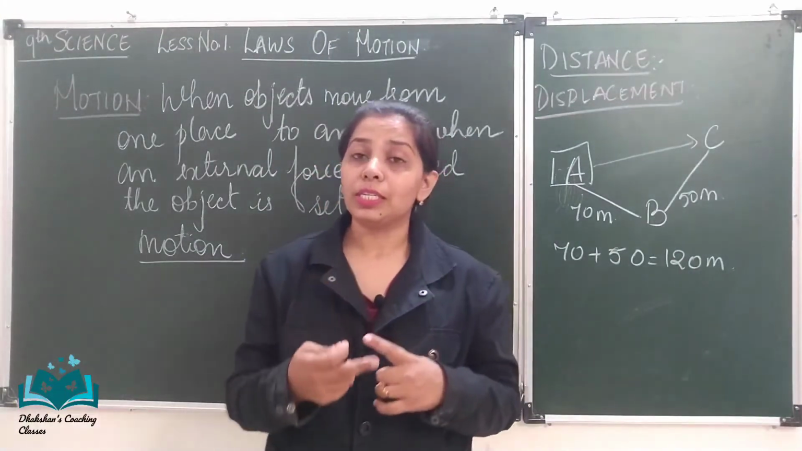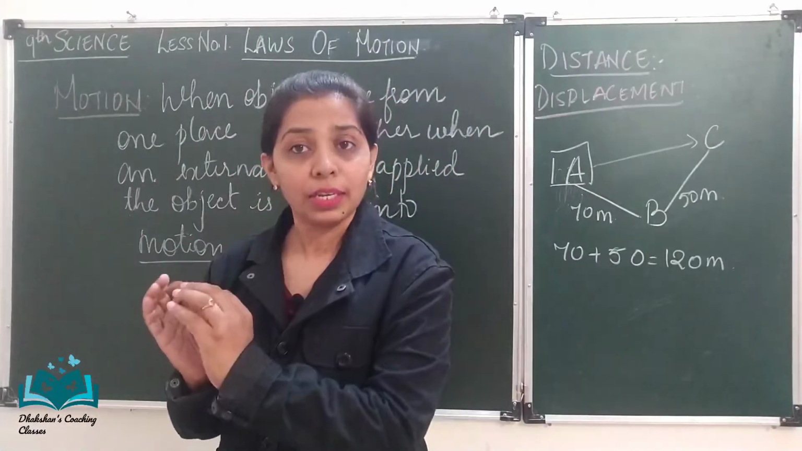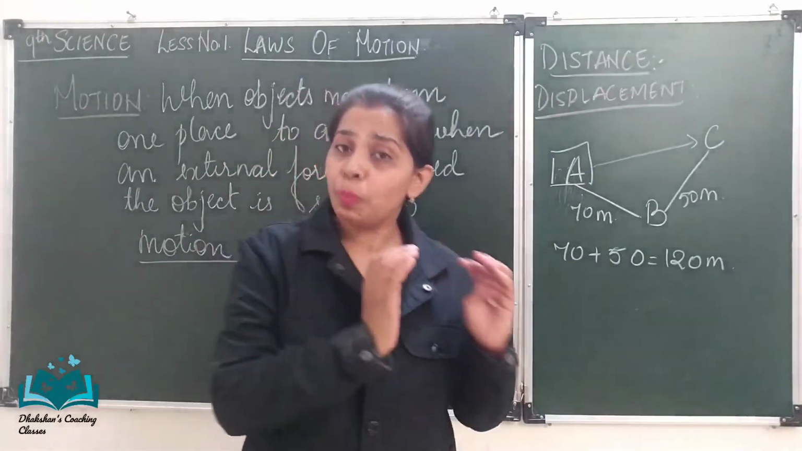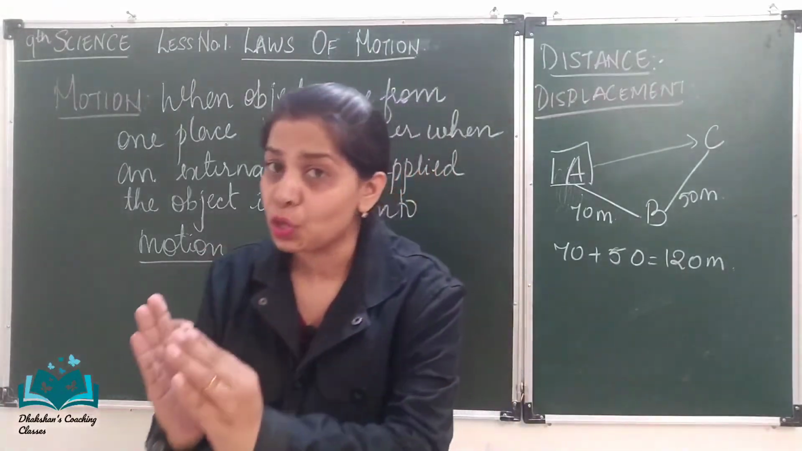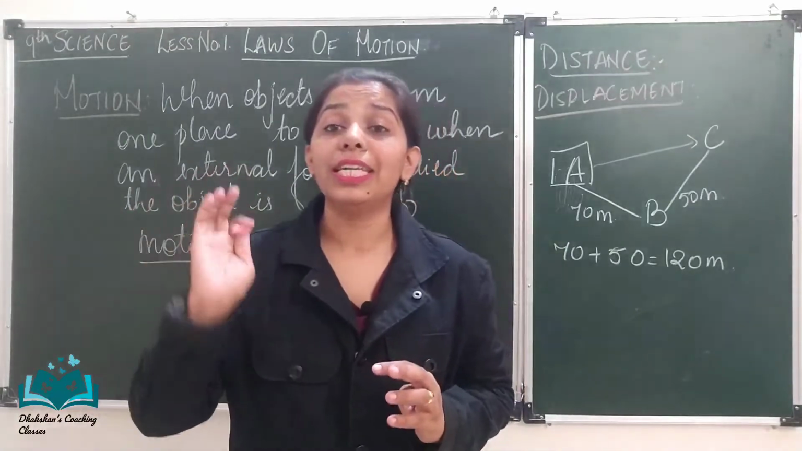Distance is what? Distance is the actual path an object travels to reach the destination, whereas displacement is the shortest route the object takes to reach the destination.